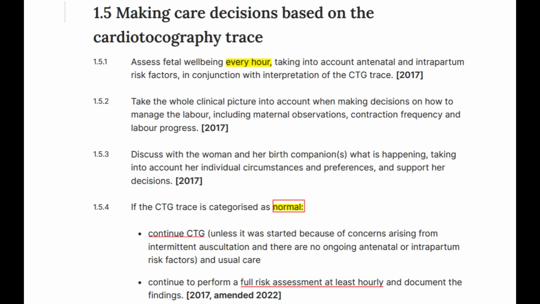Discuss with the woman and her birth companions what is happening, taking into account her individual circumstances and preferences, and support her decisions. If the CTG trace is categorized as normal, continue CTG unless it was started because of concerns arising from intermittent auscultation and there are no ongoing antenatal or intrapartum risk factors, and usual care. Continue to perform a full risk assessment at least hourly and document the findings.